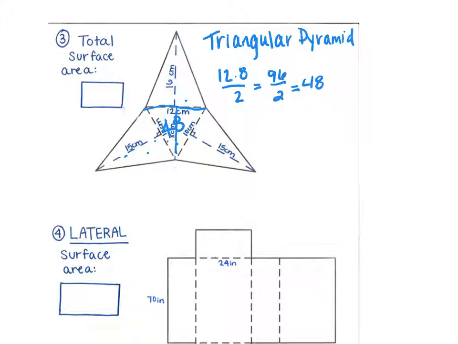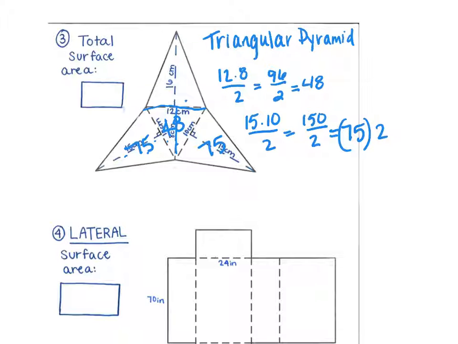Okay. So we have 2 triangles that are 15 by 10, 15 by 10, and then this one is 12 by 16. So we're going to go 15 times 10 divided by 2. So 15 times 10 is 150. 150 divided by 2 would be 75, and I have 2 of those. So I have 2 of those triangles because I have this one and this one because they match.